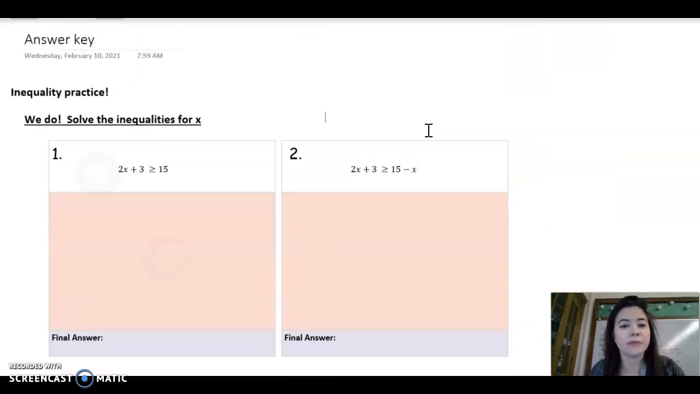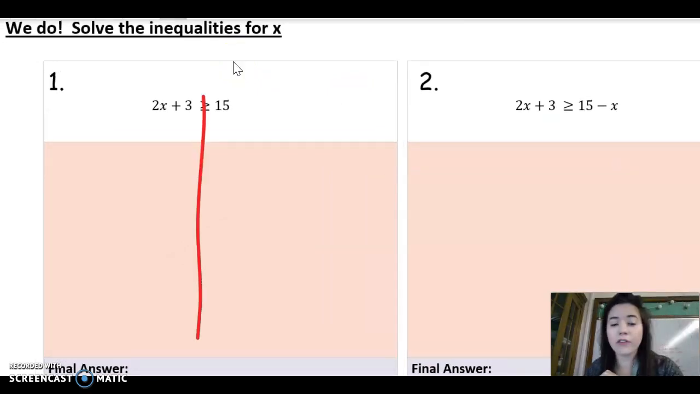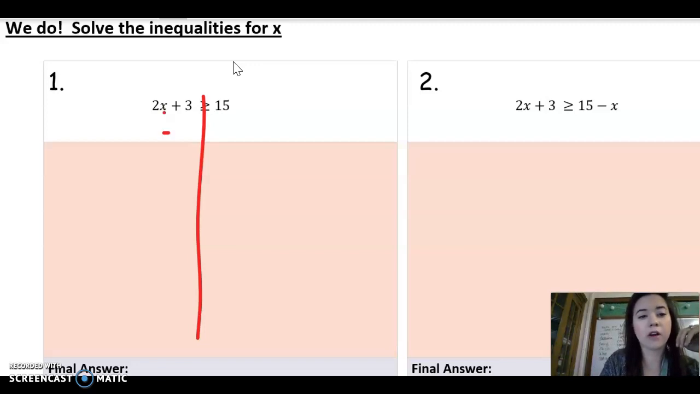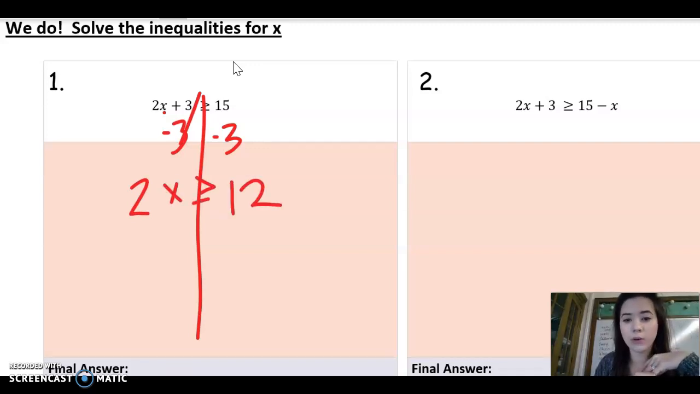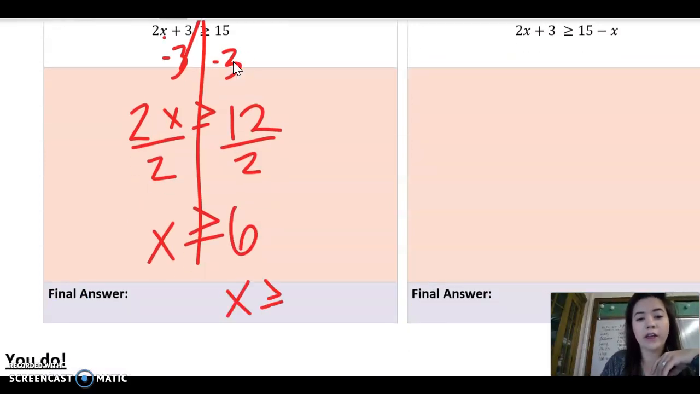Okay, so when I say solve the inequality for x, we solve it the exact same way we would solve it if it were an equation. Literally nothing is different, it's just the fact that it's an inequality sign. The steps we use to solve it are exactly the same. So if I want to get x by itself, I'm going to start by subtracting 3 on both sides. We get 2x is greater than or equal to 12. That's 2 times x, so we divide both sides by 2. And we get x is greater than or equal to 6. So that is my final answer for that one.